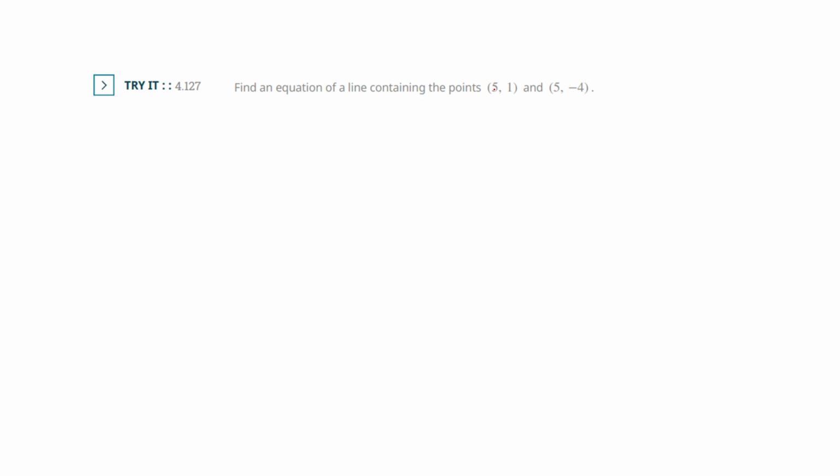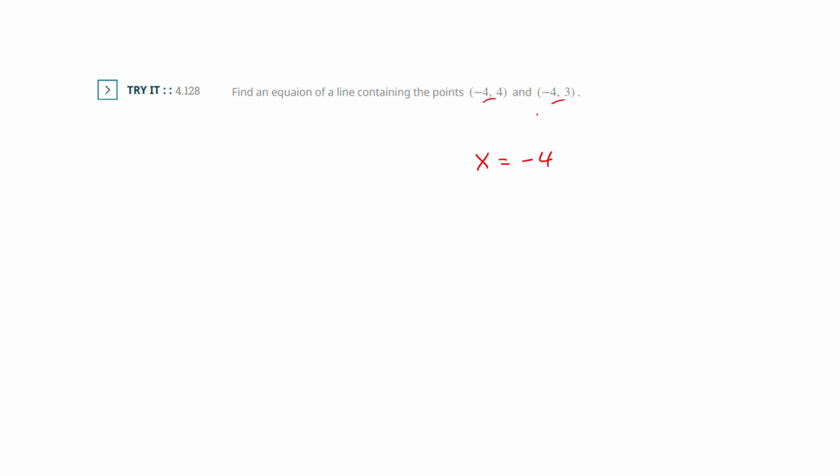Now the same thing is going to happen here. If I found the slope, do you see that the 5's are the same? So I'm going to get a 0 on the bottom. It's going to be undefined. That's an x line. So all I have to do is say, okay, I got an x line. Well, where's it going? It's going on the number 5. There we go. Okay, doing the same thing again. So you see this is going to be an x line going through negative 4 because I have the same x's.